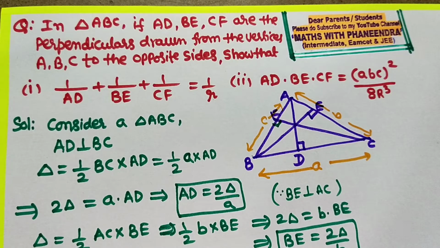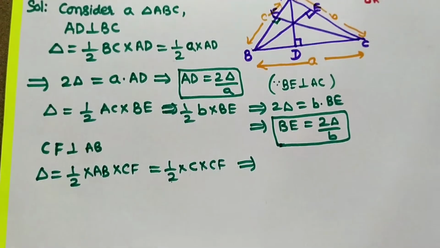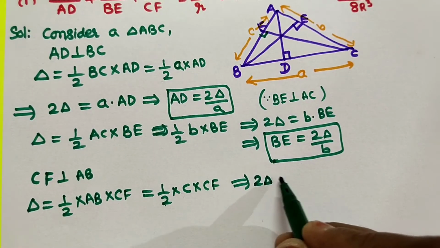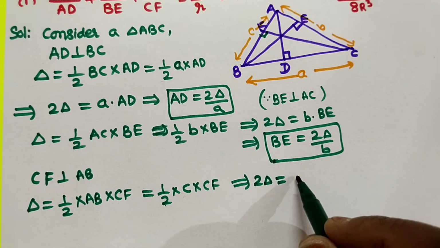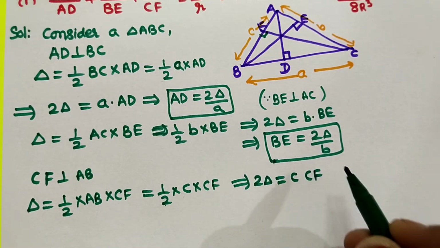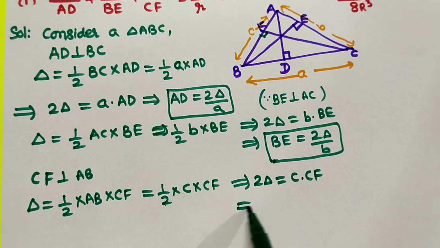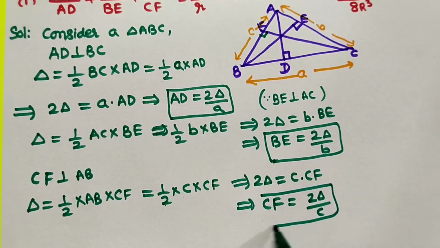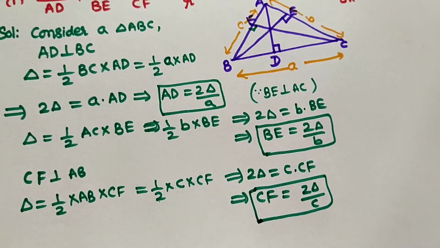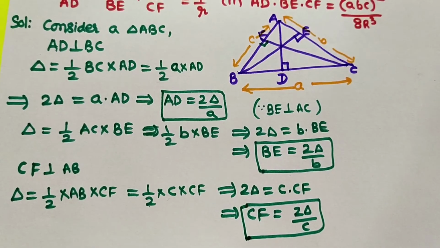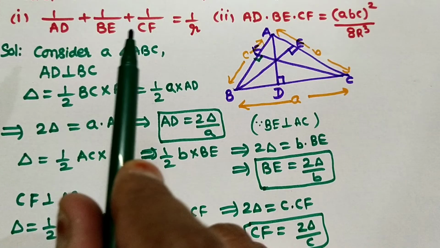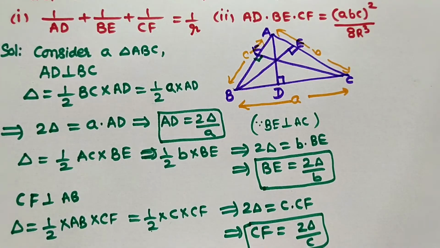That implies, cross multiply, 2 delta is equal to c into CF. From this, make CF the subject: CF is equal to 2 delta by c. After getting these values AD, BE and CF, now consider 1 by AD plus 1 by BE plus 1 by CF.